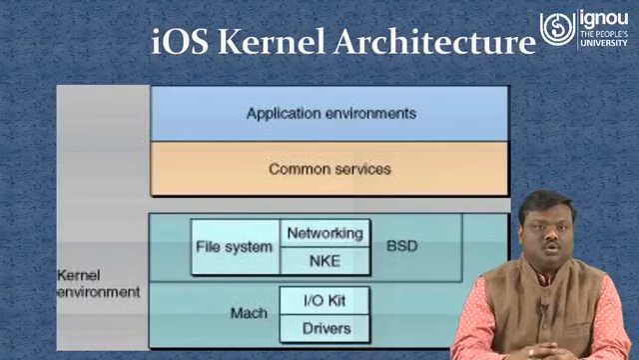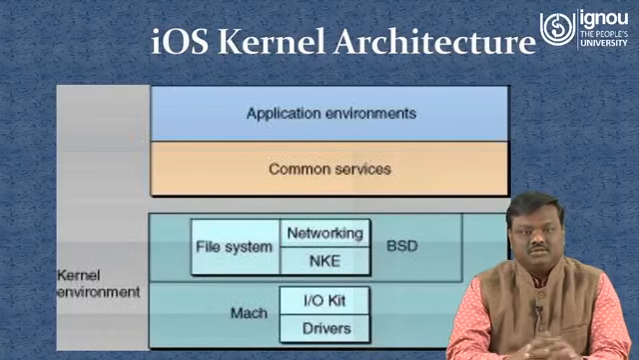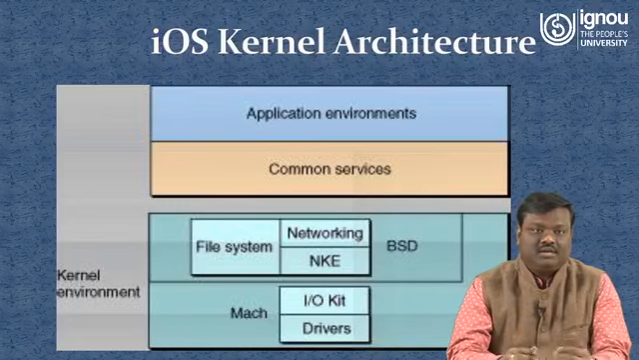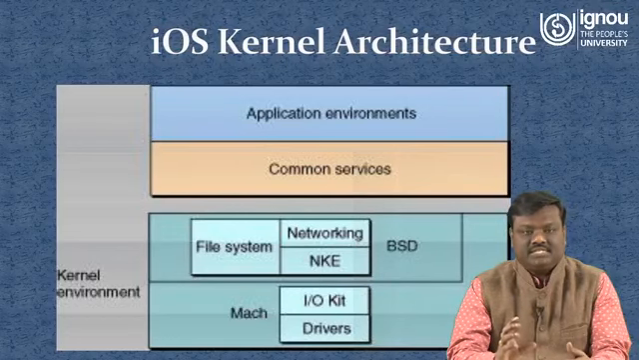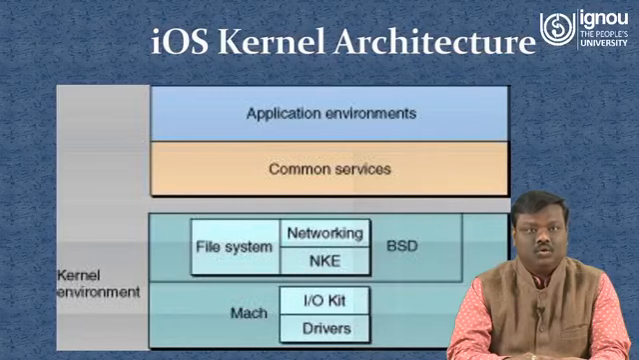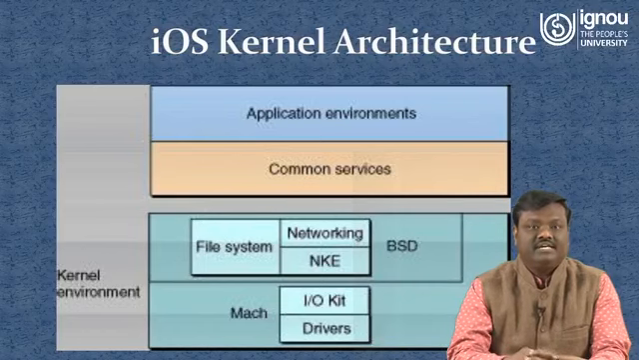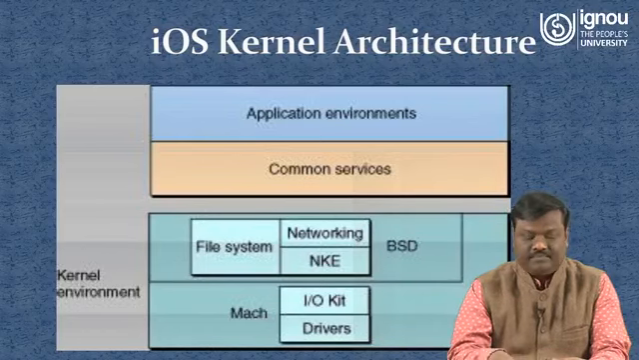Coming to the core kernel, this is the layout of the core kernel architecture. You can see Mach, BSD, and on the left hand side you have the file system. The green part showing on your slide is called the core iOS kernel architecture. Mach consists of IOKit and the drivers packages, and BSD and files consist of the networking and the NKE.